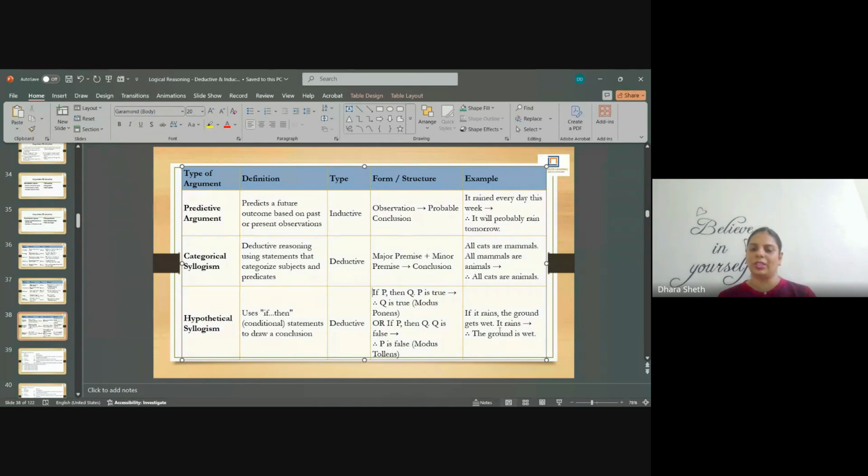Now let's go to the second, modus tollens. If it rains, the ground gets wet. The ground is not wet, therefore it has not rained. Q is false. The ground is not wet, therefore P is false. Therefore, it has not rained. These are hypothetical syllogisms. Clear with these three concepts? If you want, I can give you 1 or 2 minutes to let it all sink in.